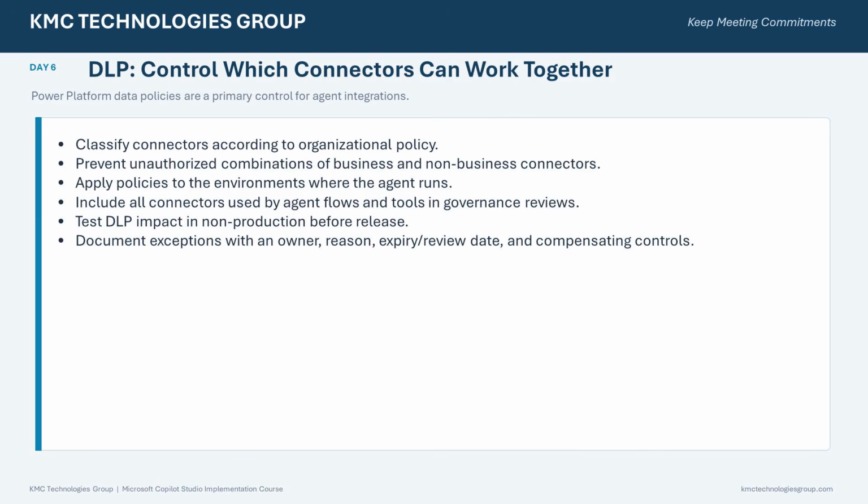Data loss prevention policies provide an important governance layer for Power Platform and Copilot Studio integrations. Connectors should be classified according to organizational policy. DLP can prevent unauthorized combinations of business and non-business services. Policies should apply to the environments in which the agent and its flows operate, and every connector used by an agent flow or tool should be included in the governance review. Always test DLP behavior in a non-production environment before release.